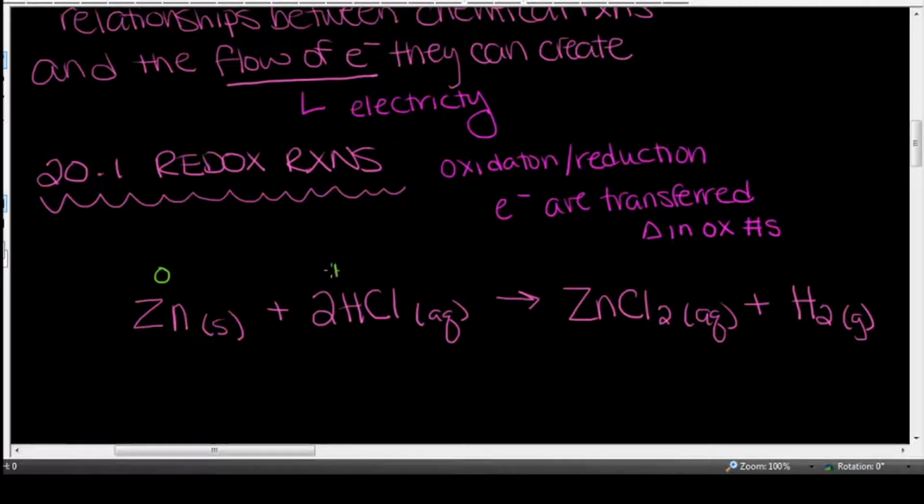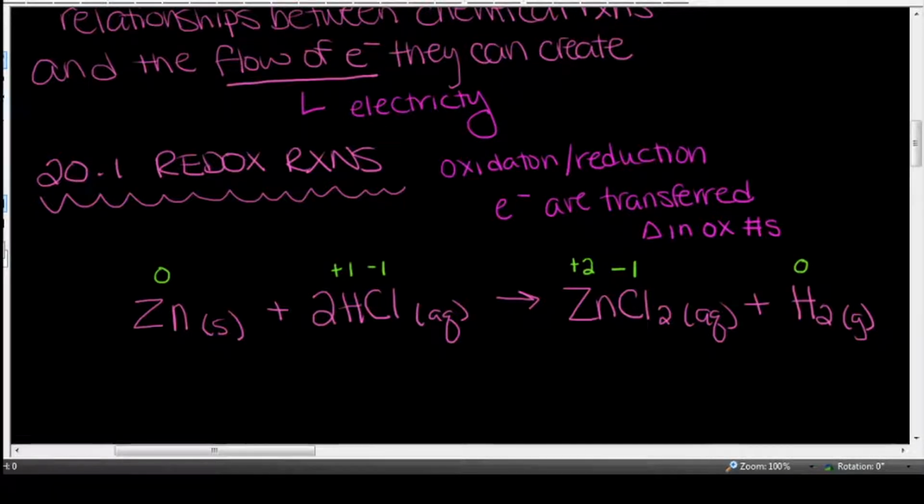Hydrogen is a +1. Chlorine is going to be a -1. These guys have to add up to 0 in a neutral compound. My chlorine is a -1. If there's 2 of them, that means my zinc is a +2. Hydrogen element in its standard state, oxidation number of 0.